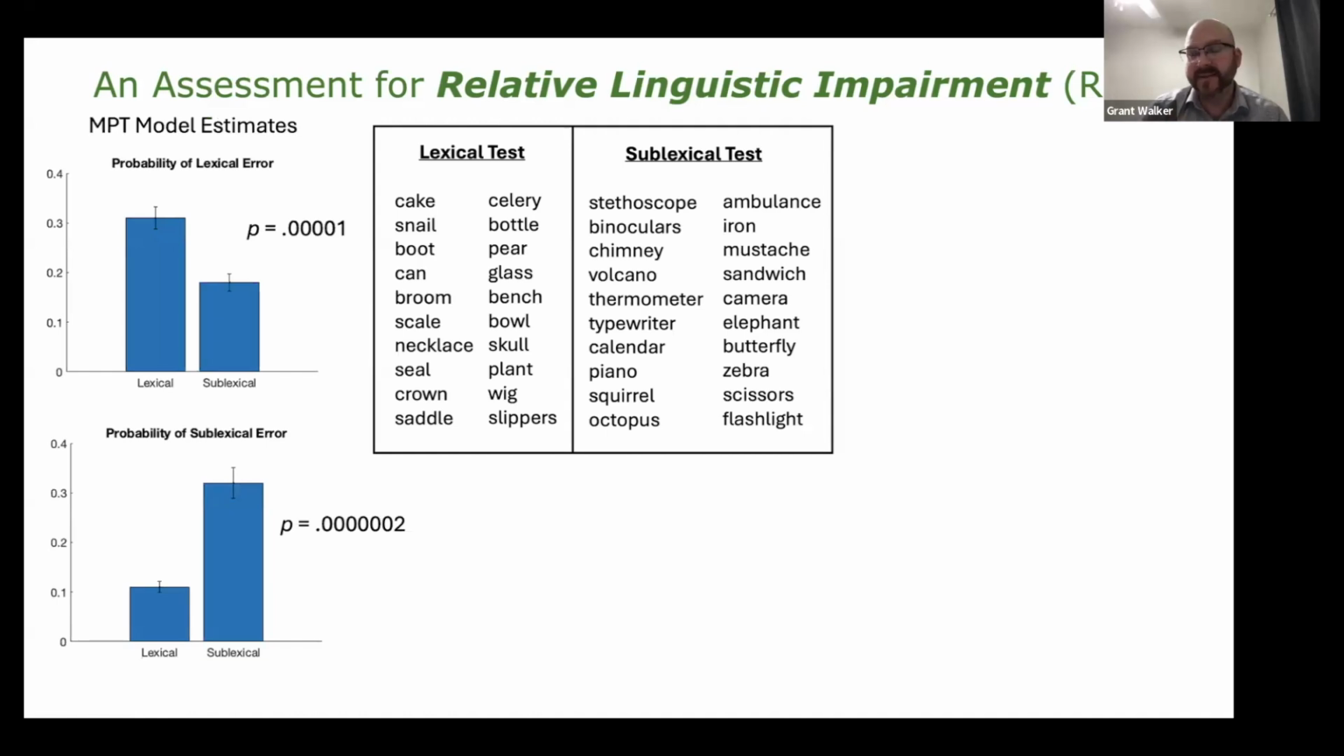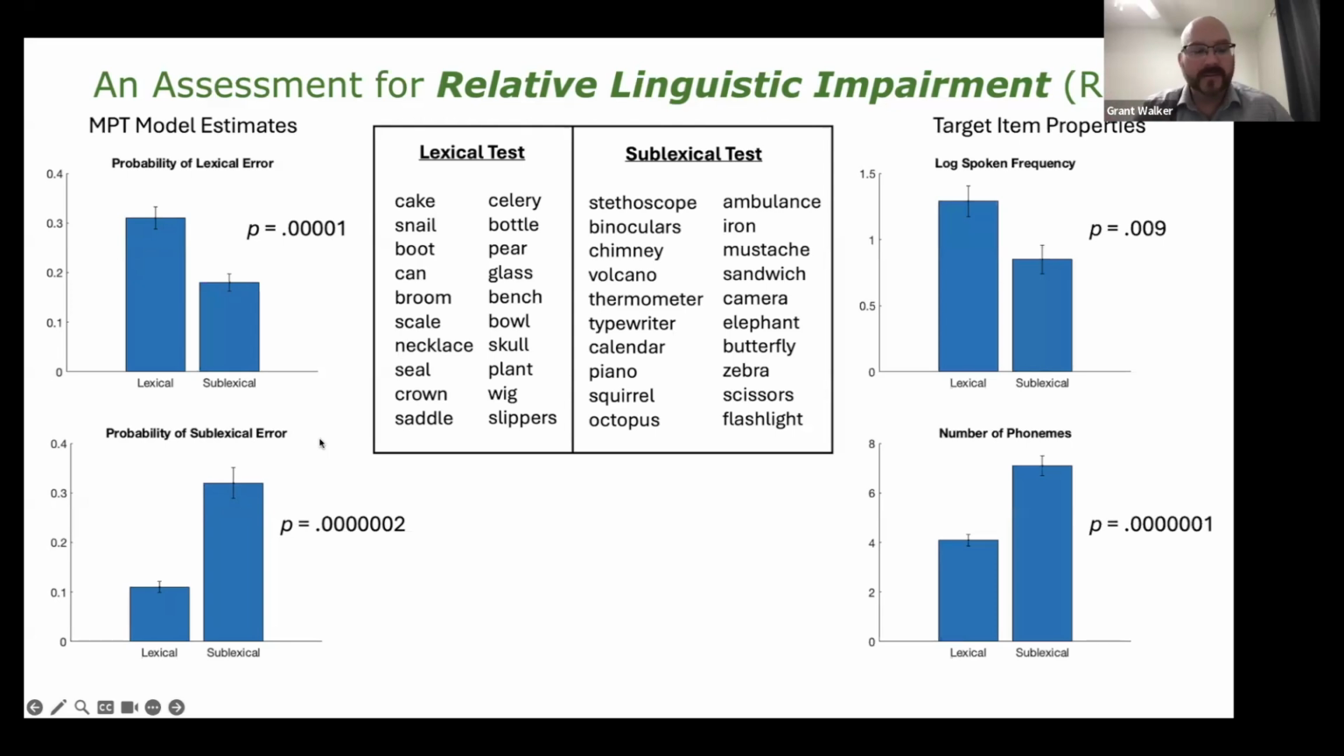This is their estimation from the model of the likelihood of a lexical error versus a sublexical error. And when I say sublexical, I mean phonological or motor. We don't differentiate that. And this is to be expected, right? This is how we chose the items. It's good that you have a higher chance of an estimated lexical error on the lexical test and a sublexical error on the sublexical test.